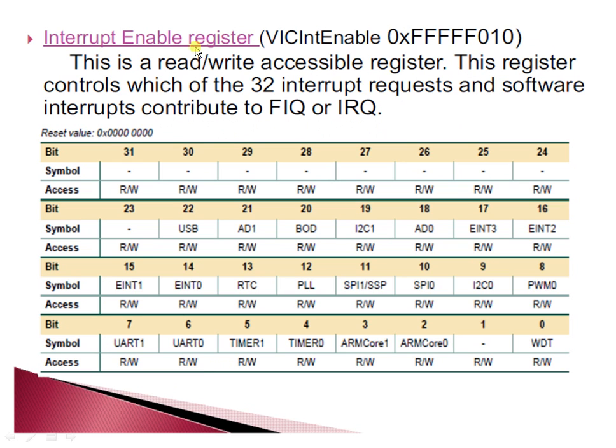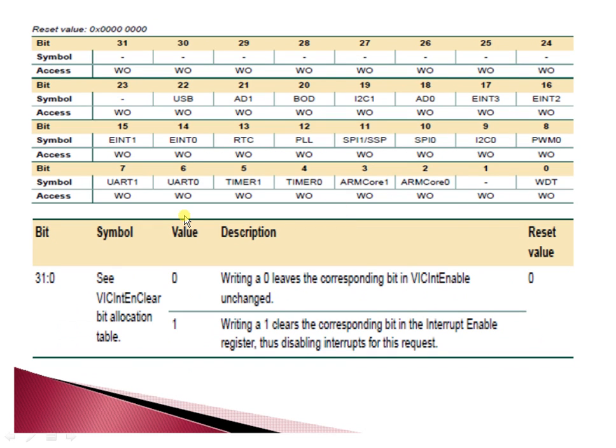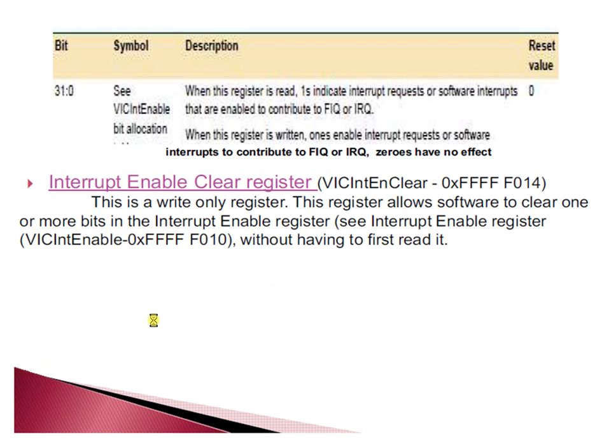In the interrupt enable register, and if you want to disable the interrupt, then you have to program the respective bit with logic 1 inside this interrupt enable clear register. Okay, and these registers are used with the names VICIntEnClear and VICIntEnable.